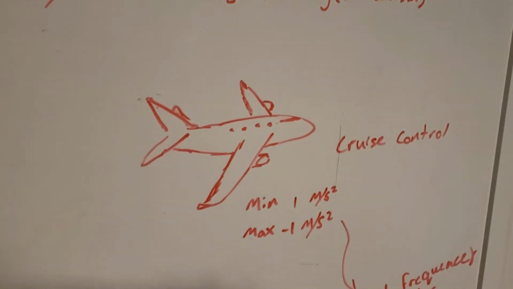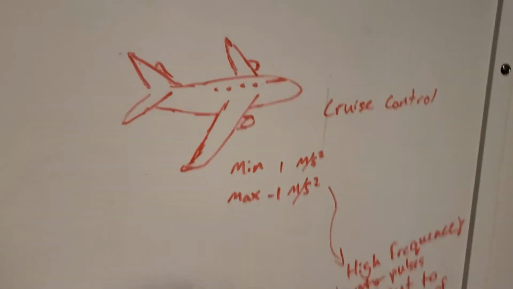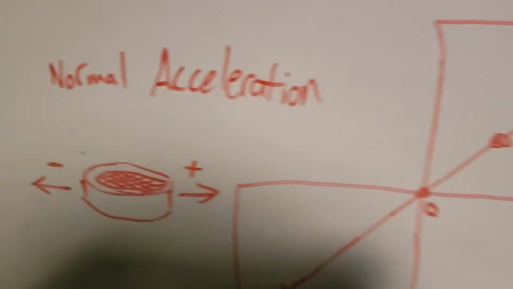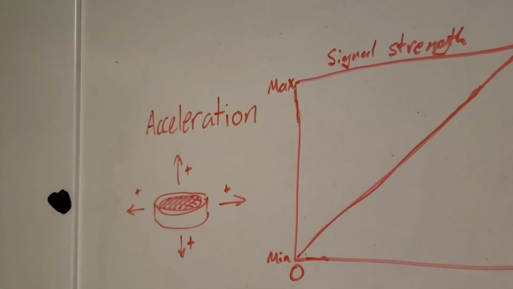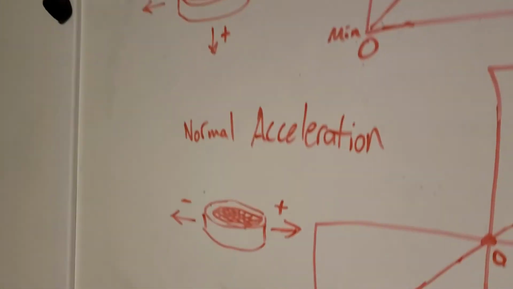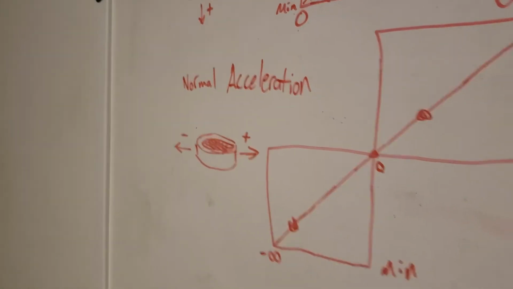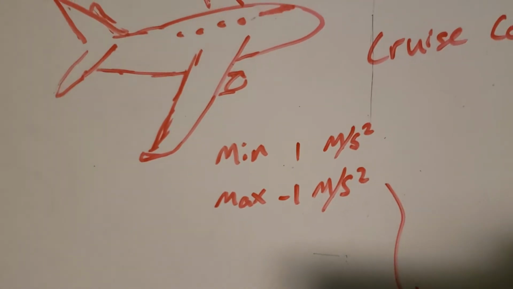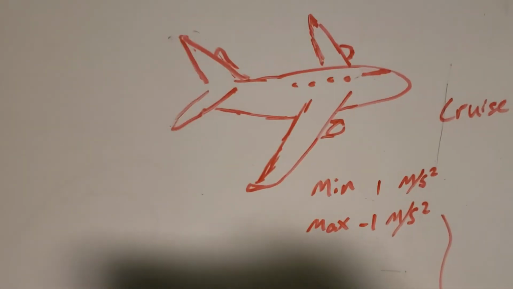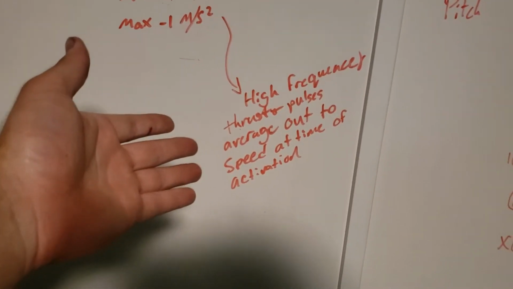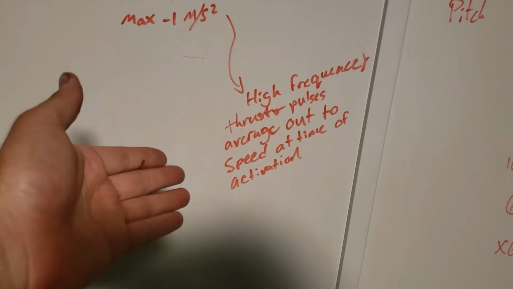Now, as for cruise control, you would probably want to be using a normal acceleration sensor, although an acceleration sensor would also work, just probably not as well, because it detects in every direction rather than just that. So it would also be detecting your climb rate rather than just your forward acceleration. So you'd basically want to set your min and your max right around 0, just above and below, so that, I wrote this down here, high frequency thrust pulses average out to speed at time of activation.